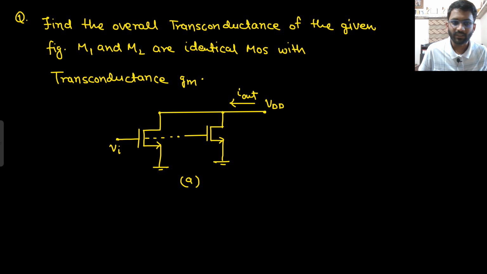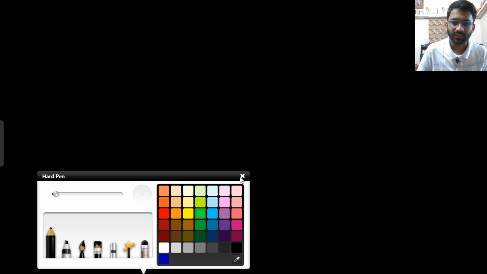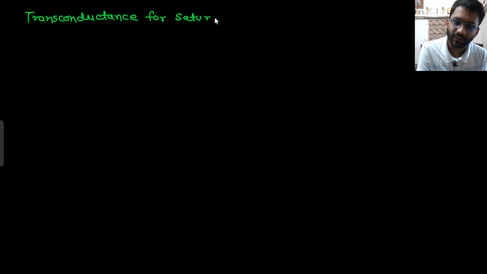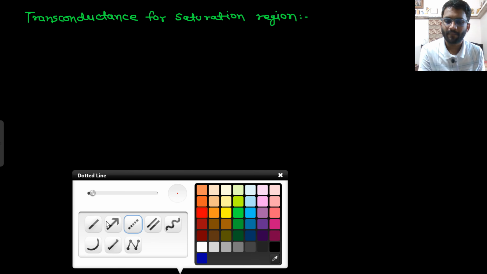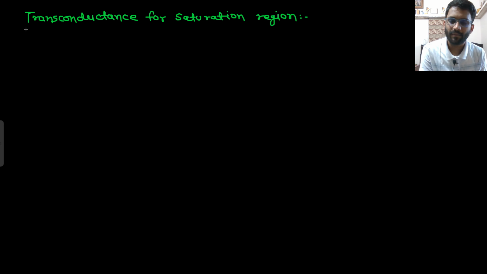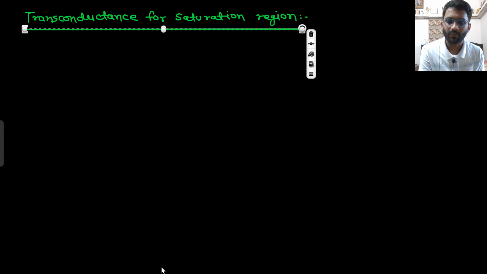This is transconductance for the triode region. Transconductance for the linear region I did not write. Okay, so on the next page I am going to write transconductance for the saturation region. What will that be? Simply write the expression.